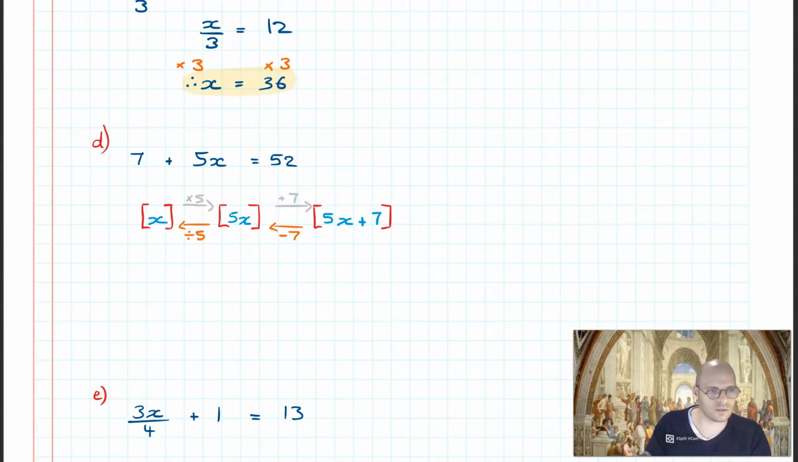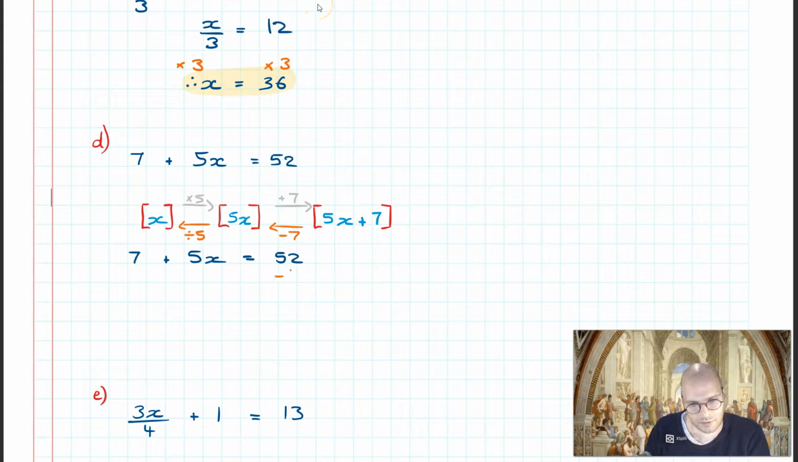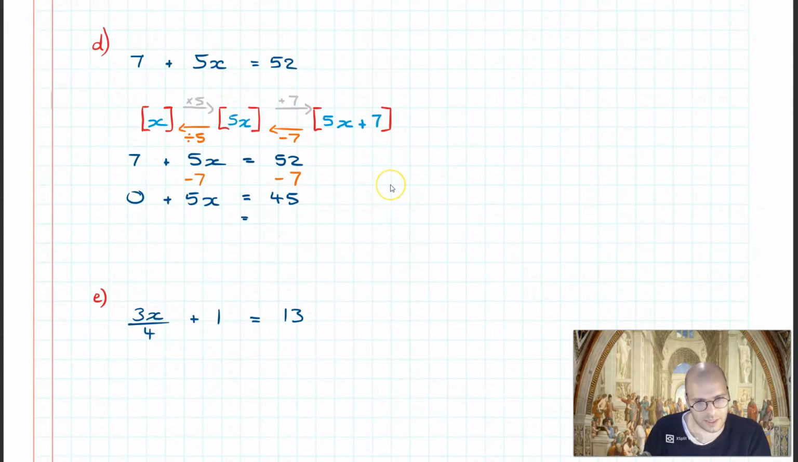Solving, I rewrite out 7 plus 5x equals 52. I'm going to go for my first reverse operation, which is to take 7 from both sides. 52 take away 7 is going to be 45. Got 0 plus 5x. I'm then going to rewrite that as 5x equals 45.